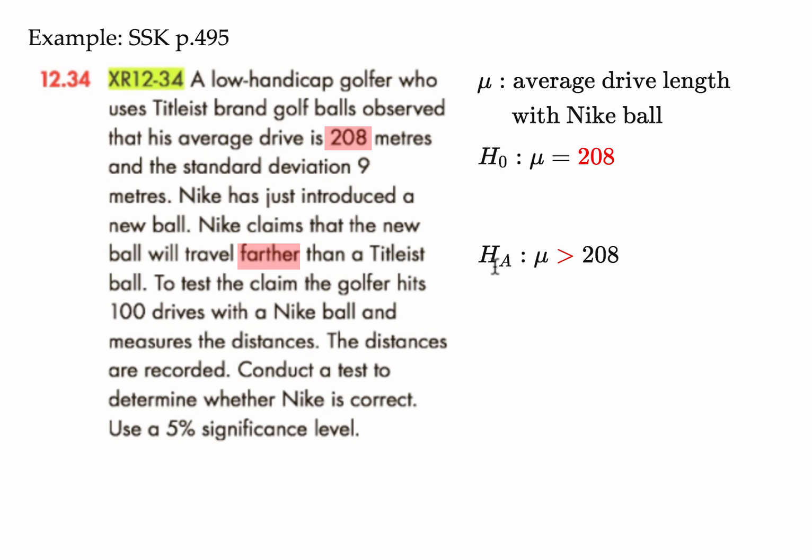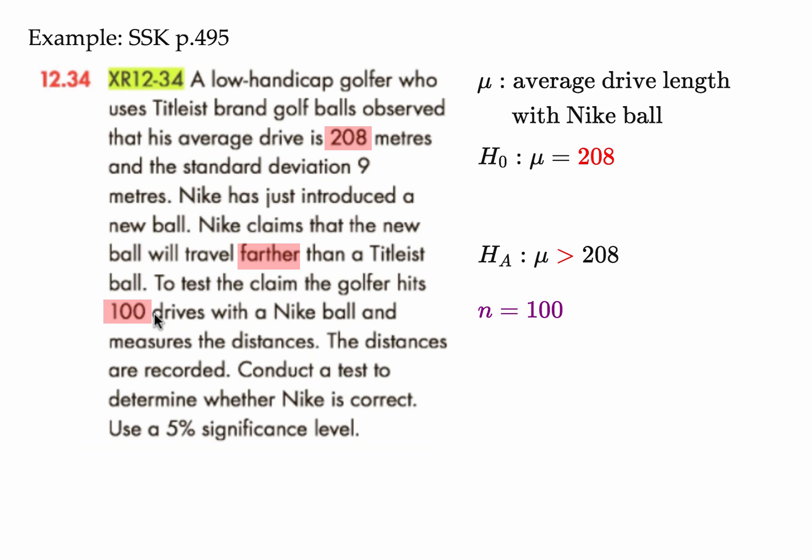Now, the alternative hypothesis, and what makes this a one-tail or an upper tail test, is this here. So you've got to look out for these words, which give you the important information. So the Nike is claiming that their ball will travel further, and you're testing to see whether this is correct. So this is one-sided information. You're not testing to see whether the ball has simply a different average drive length. You're testing to see whether it has a longer average drive length. Hence, this is an upper tail test.